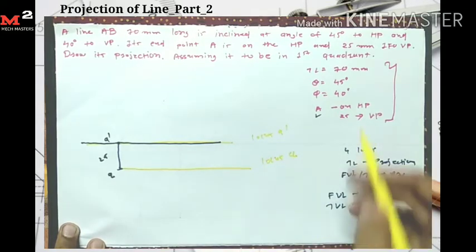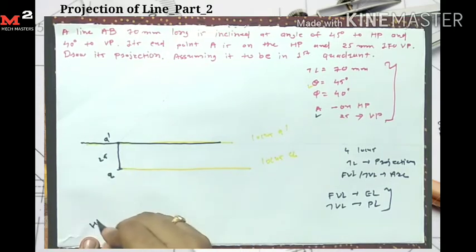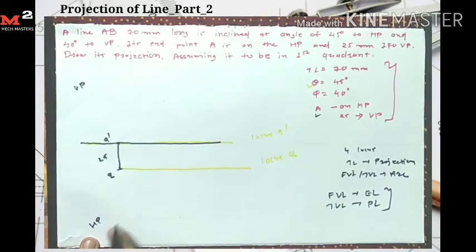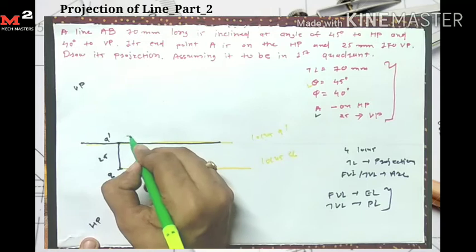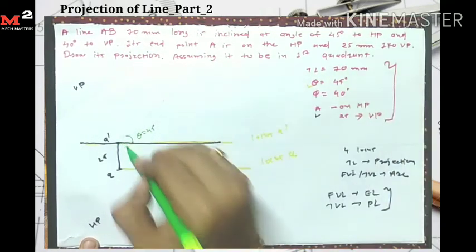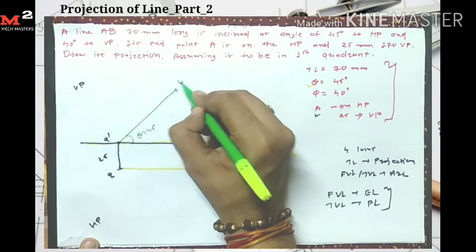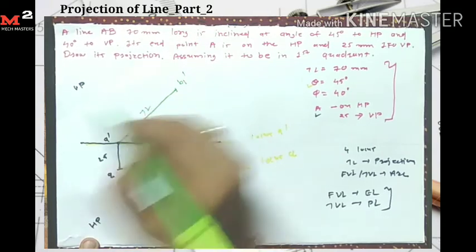Now theta is equal to 45 degrees, meaning the line makes an angle of 45 degrees with the horizontal plane. This one is my horizontal plane and this one is the vertical plane. The line makes an angle with HP, but we represent it on the vertical plane because it is seen from the front. So here I take the angle theta equal to 45 degrees and length equal to 70 mm. I draw one line from A dash, and here I get my point B1 dash. This is equal to the true length.